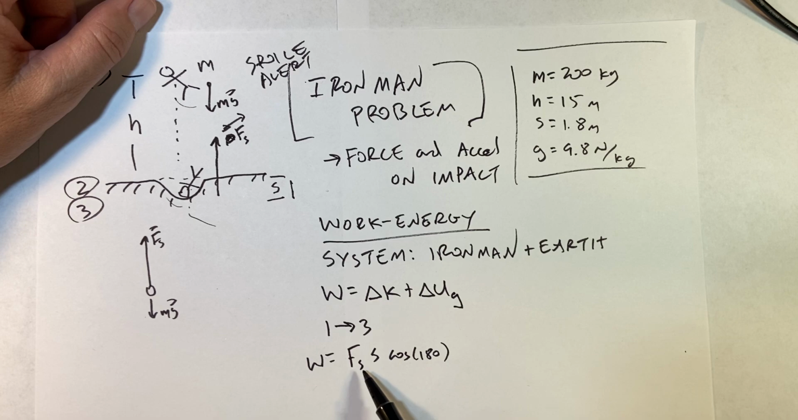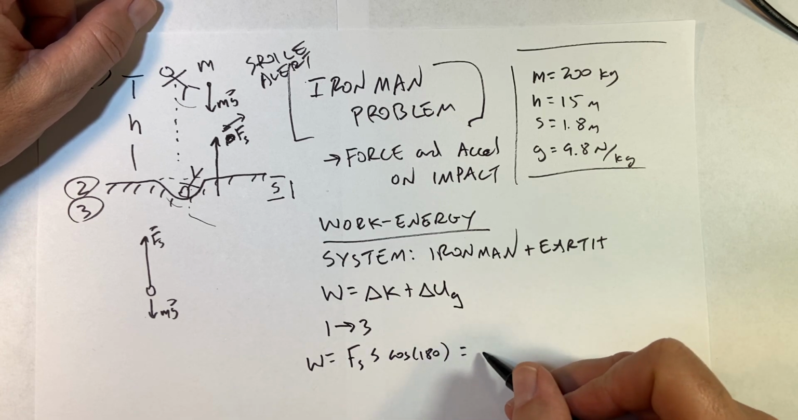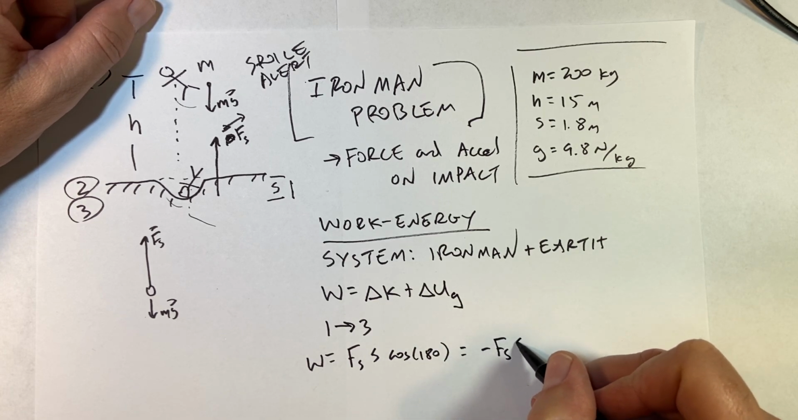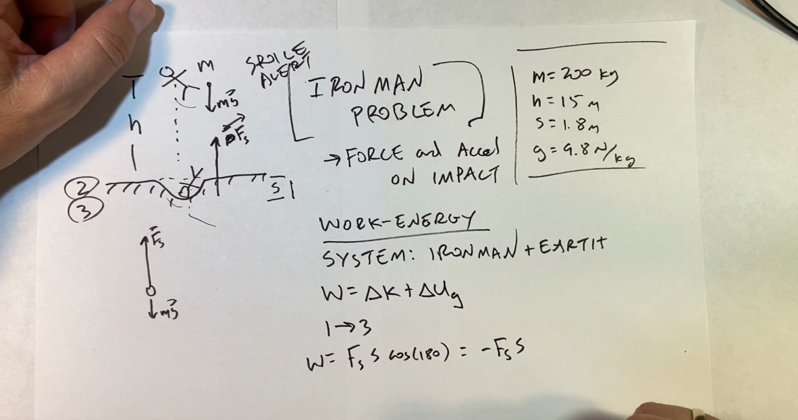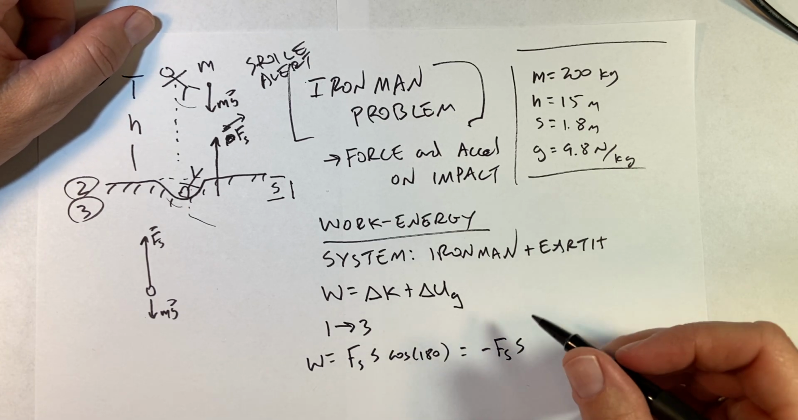So that's the work done by the sand. So I can actually write that as negative Fs S, that's the force of the sand, and that's the distance S. So now I can write the rest of my stuff.